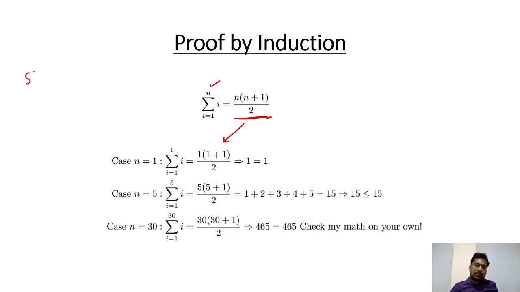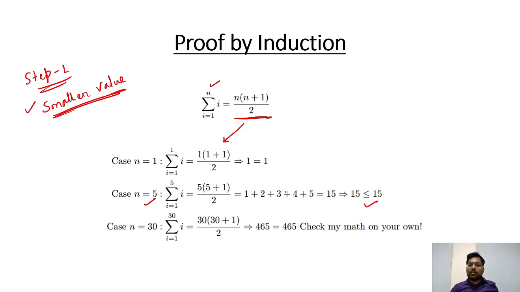Step one says a smaller value will be taken as input. So here you can start with 1. If you want to take 5 as n also, you can check whether the left side is equivalent to the right side or not. Okay, so you have to check it, it is okay now.